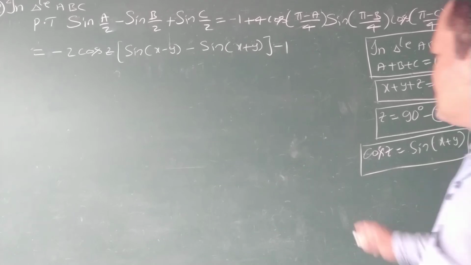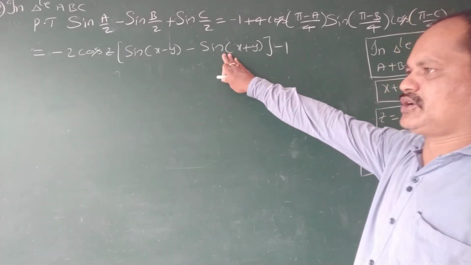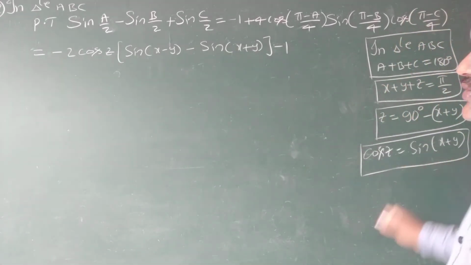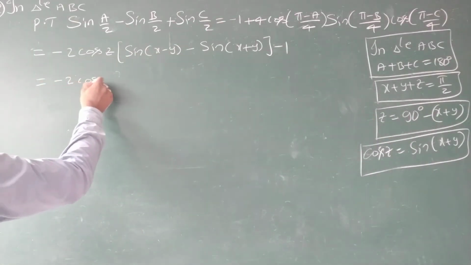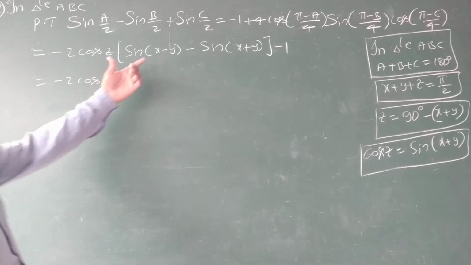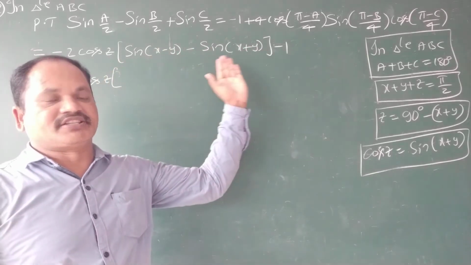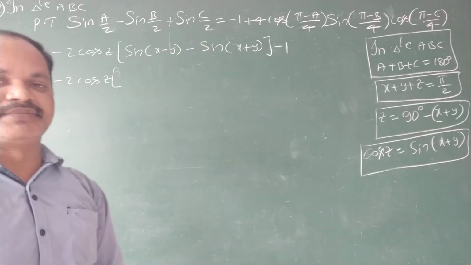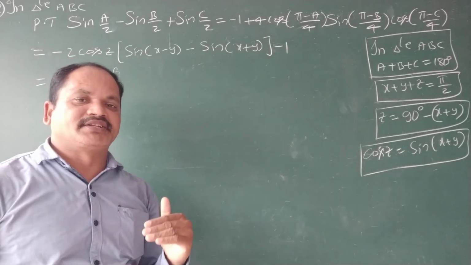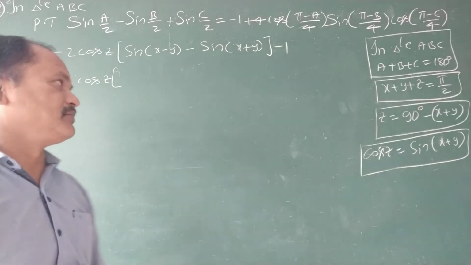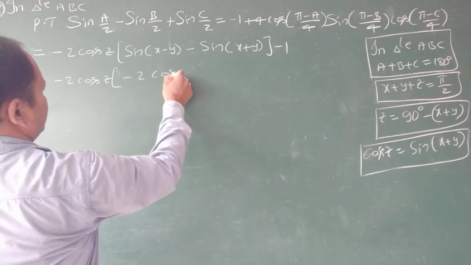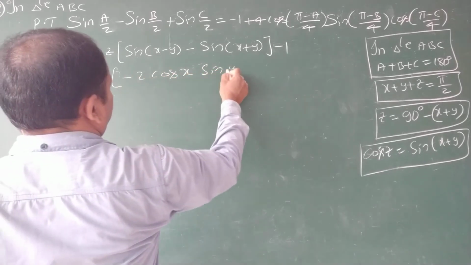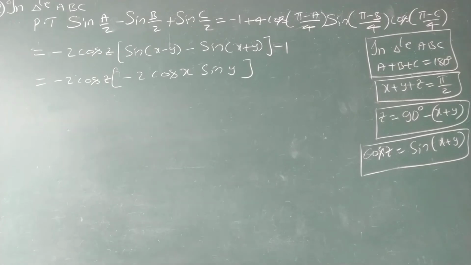That's all. So in place of cos z we have to write sin of x plus y. Now this is minus 2 cos z. Now this is in the form of sin a minus b minus sin a plus b, which is nothing but minus 2 cos a sin b. That means minus 2 cos x sin y.